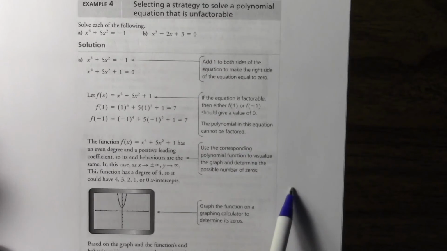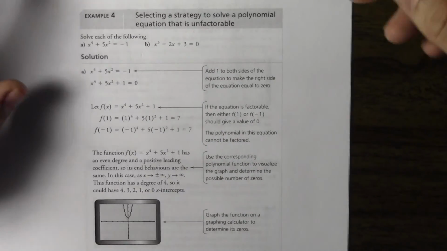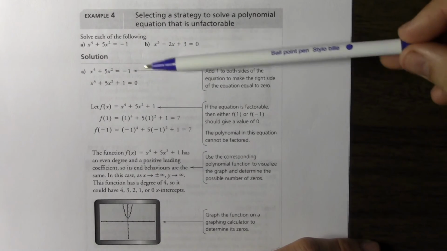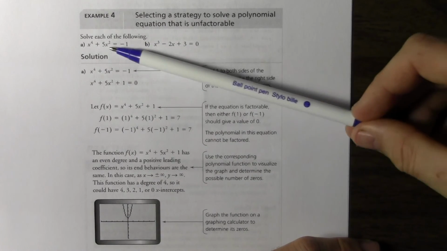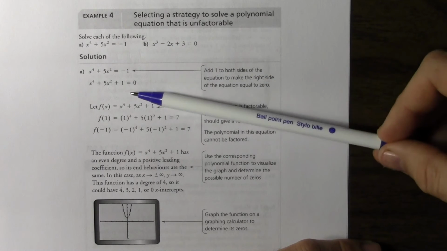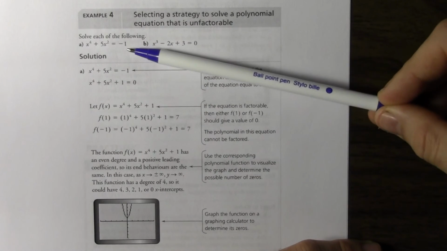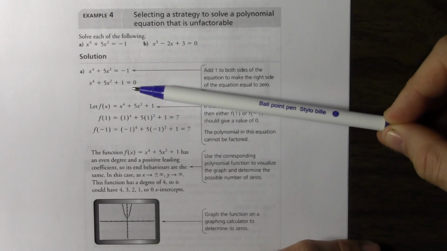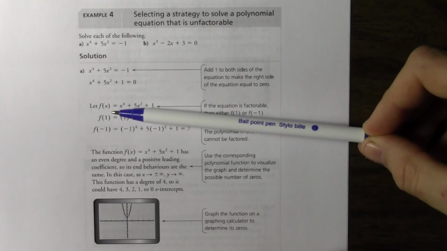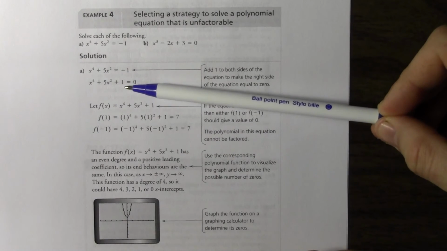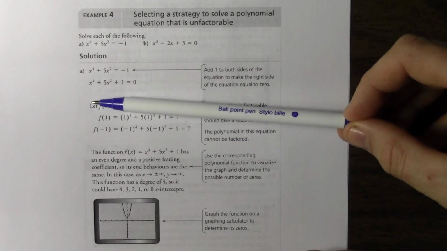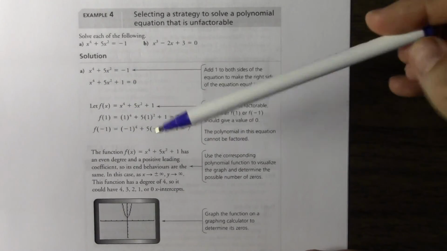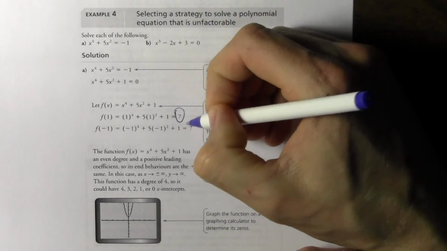Number 4. So here's an example, guys, where factoring doesn't work. Okay, so we have this equation. It says solve each of the following. So we move the -1 over to the other side. We have this equation now. And we use factor theorem. The only ones we can test here, since we have no leading coefficient on the largest degree, are 1 and -1. Both of those values give us a 7.